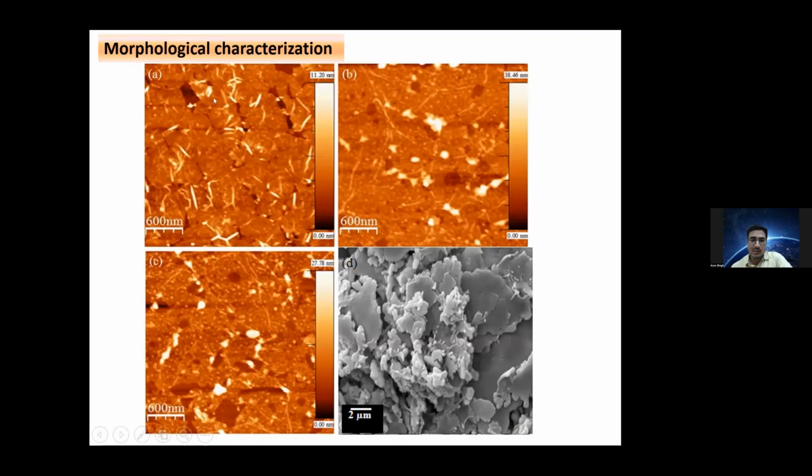And we further confirm this by morphological characterization. Here we can see the pristine graphene. Then we spin coat the PEDOT:PSS over the graphene surface. The small particles indicate the PEDOT:PSS molecules. Then this is another concentration of PEDOT:PSS, and this is the SEM image. This indicates the PEDOT:PSS over the graphene surface, and the image confirms the homogeneous distribution of PEDOT:PSS over the graphene surface.